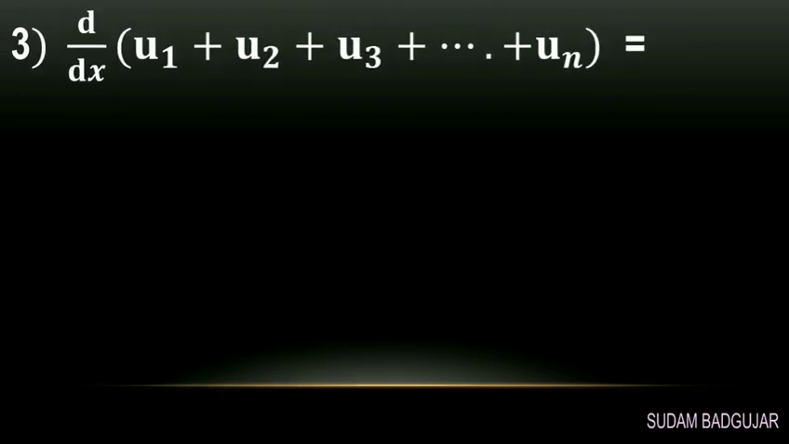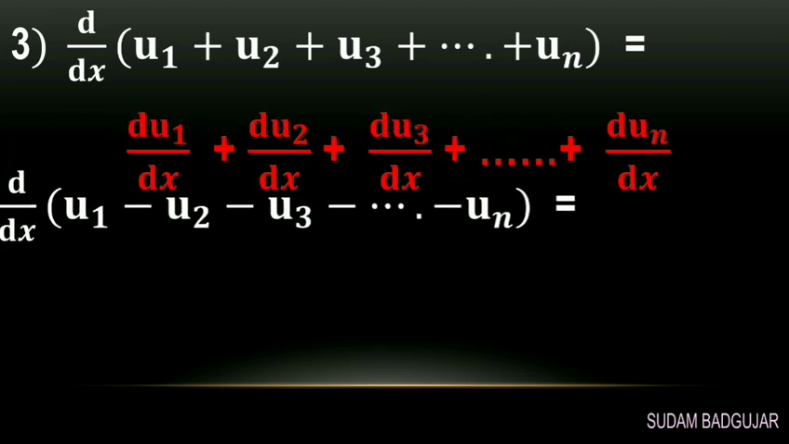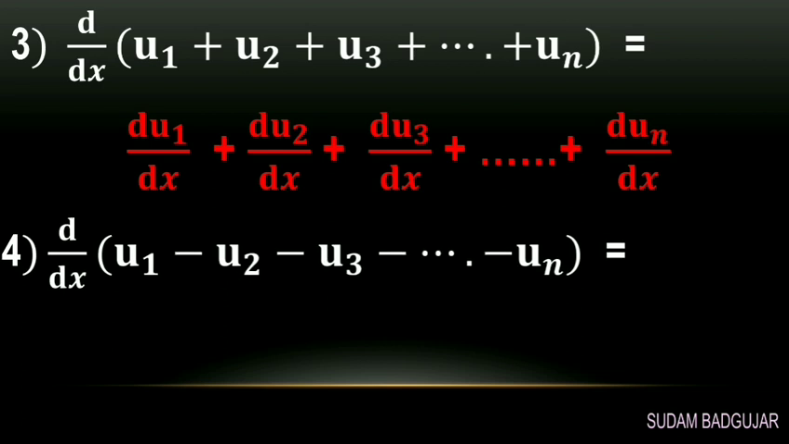That's it. Now we can extend that rule. Suppose there are n functions u1, u2, u3 up to un. These are differentiable functions of x. Then the derivative of u1 plus u2 plus u3 up to un is nothing but the derivative of u1 plus the derivative of u2 plus the derivative of u3 up to the derivative of un, meaning taking separate derivatives. Similarly for the minus sign, the derivative of u1 minus u2 minus u3 up to un, meaning taking separate derivatives.